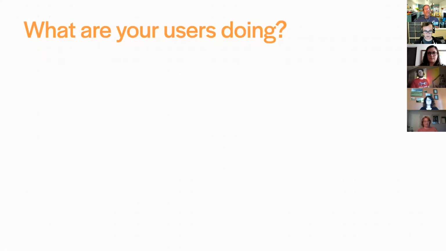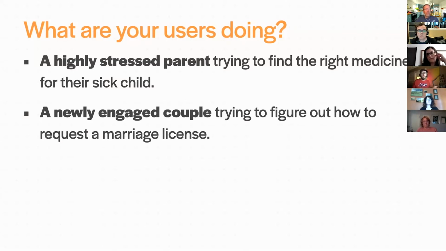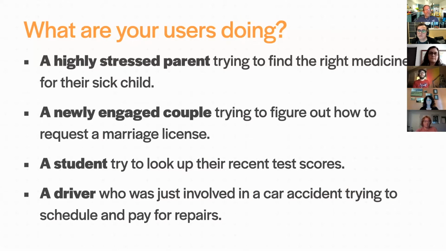So when it comes to errors, I always find it helpful to help my teams think about what our users are actually doing in real life. So here are some examples that you might have to write error messages for. So maybe you have a highly stressed parent trying to find the right medicine for their sick child. Maybe you have a newly engaged couple trying to figure out how to request a marriage license. Or you have a student trying to look up their scores on a university website for their tests. Or maybe a driver who was recently in a wreck trying to schedule their repairs and pay for them.